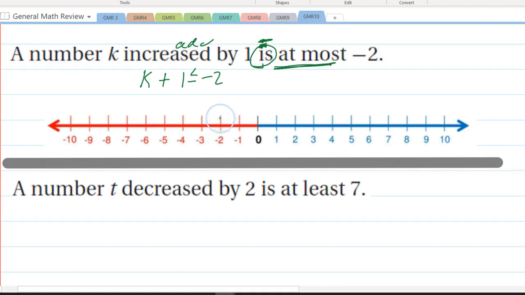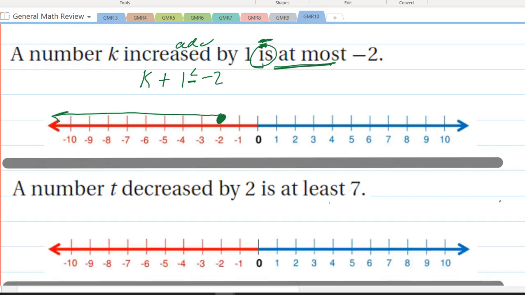Now I'm going to come to negative 2. It's a solid dot because of the equal sign, and the arrow is pointing to the left, so my arrow is going to point to the left. The next problem says a number t decreased by 2 is at least 7. So t decreased, that means subtract, by 2. At least 7 means you have 7 or more, so we would say greater than or equal to 7.